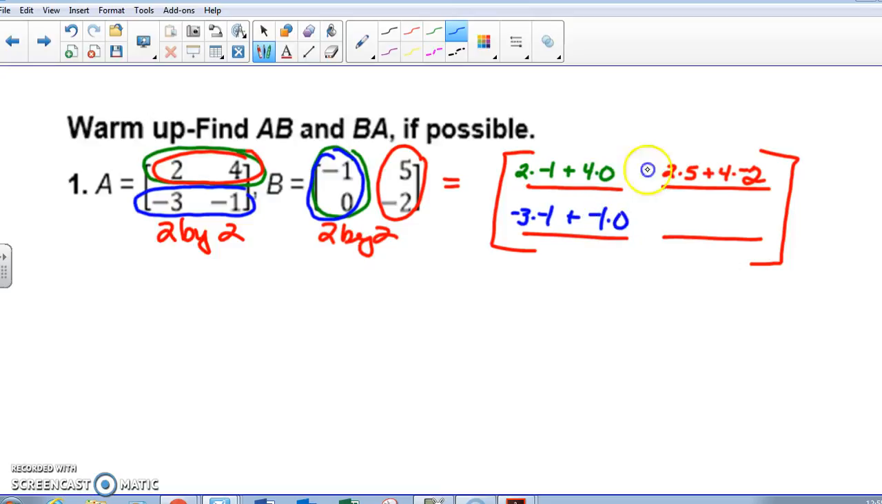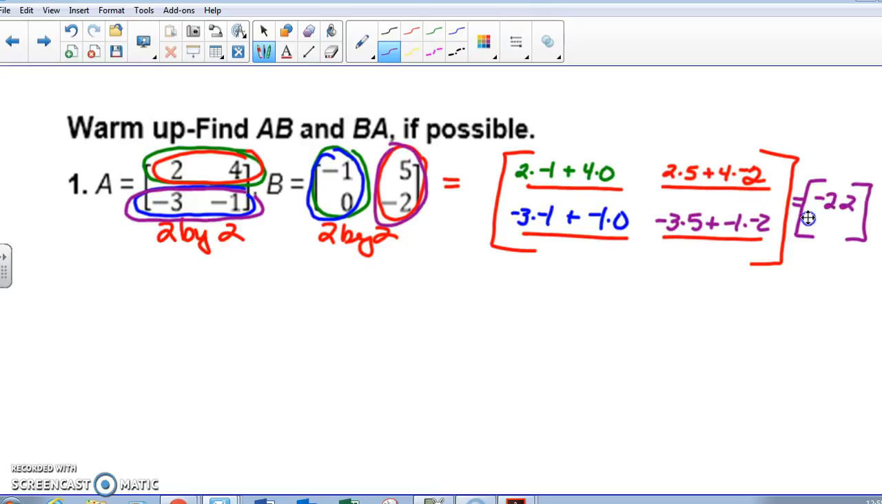Good job. And the last one is the bottom row times the second column, and that goes in the bottom row, second column. -3 times 5 plus -1 times -2. All right, anybody got the arithmetic done for us? -12, is that right? 2, -13. -13? Sorry, that's really tiny. Can you read that?